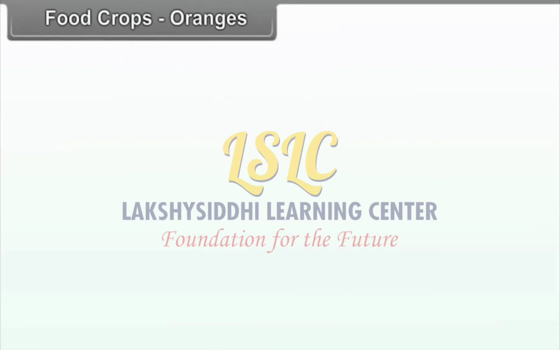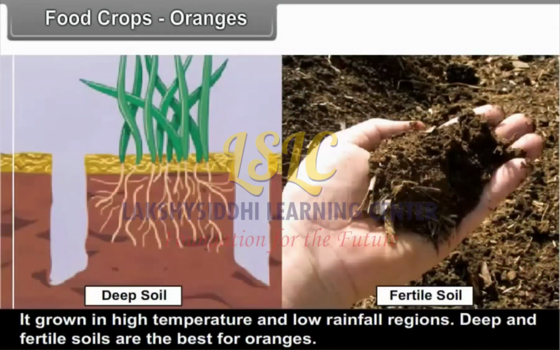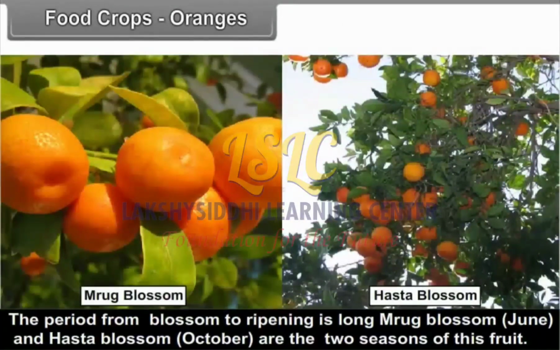Oranges. It grows in high temperature and low rainfall regions. Deep and fertile soils are the best for oranges. The period from blossom to ripening is long. Mrug blossom, that is June, and Hasta blossom, that is October, are the two seasons of this fruit.